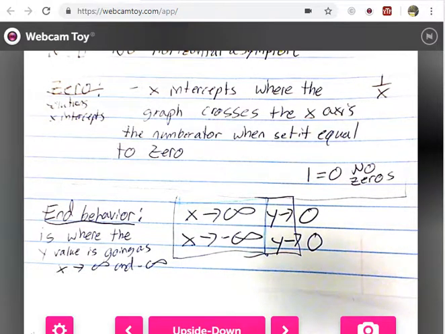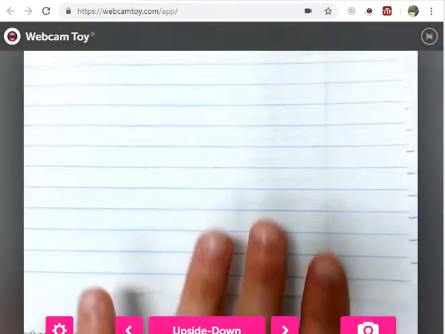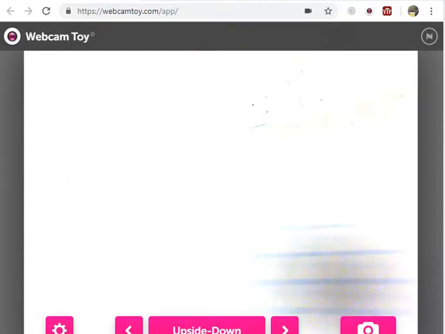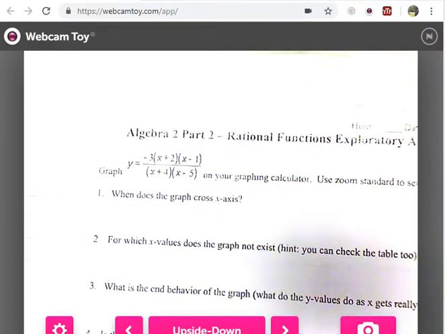Okay. So let's go to our classwork, which should be this paper. If you don't have it, come grab it. Rational functions, exploratory activity. I'm going to start you off, and then I'm going to let you go on your own. I'm in the middle of teaching and recording currently.